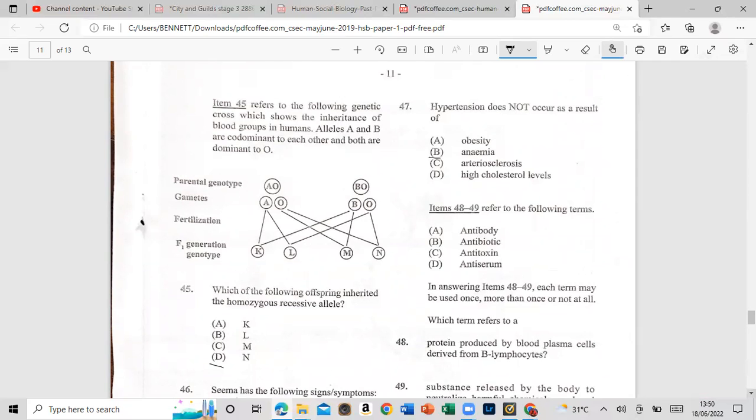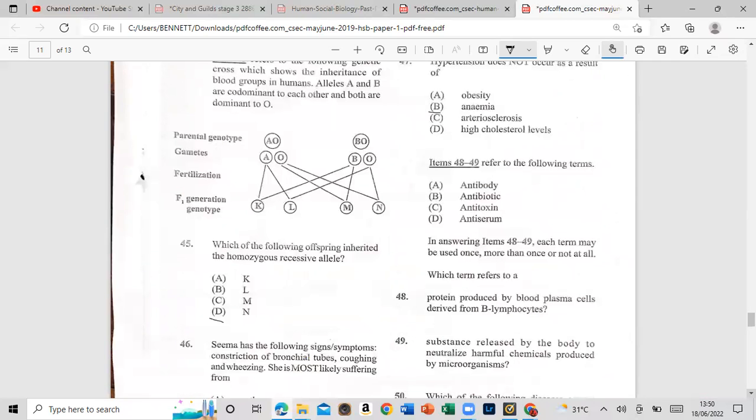Let's move on to 48 to 49 for the following terms: antibody, antibiotic, antioxidant, antiserum. In answering 48 to 49, each term may be used once, more than once, or not at all. Which term is referred to as a protein produced by the blood plasma cell derived from B lymphocytes? And that would be A, the antibody.